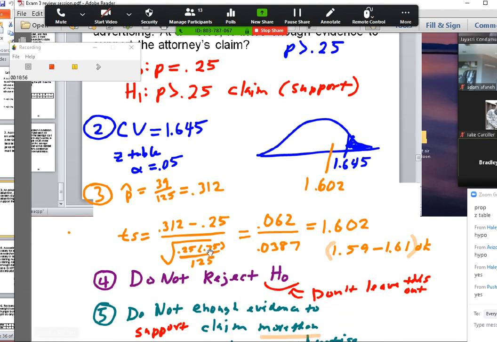Don't leave this out. A lot of people will just put do not reject. If you don't put H naught, you're going to lose a point each time. You have to say what you do not reject. Your claim? You're not telling me what it is. So this step 4 should always have H naught written in there. Do not reject H naught. Don't leave that out. You've got to write it in there.